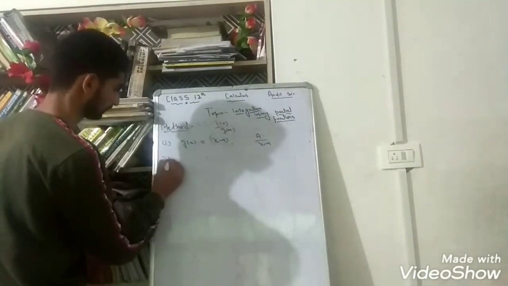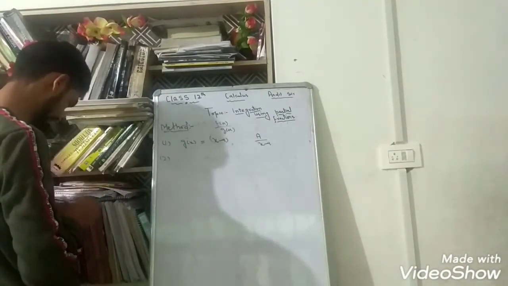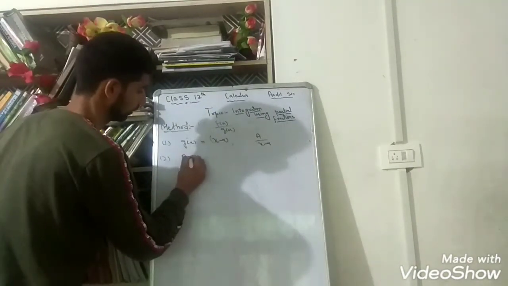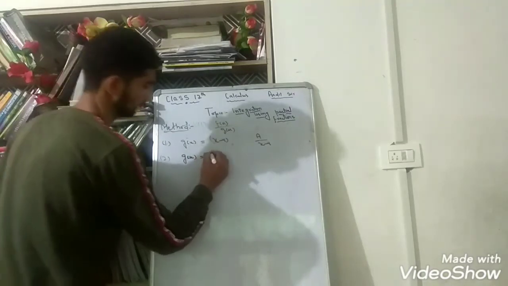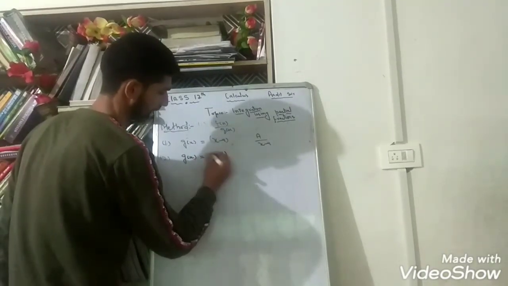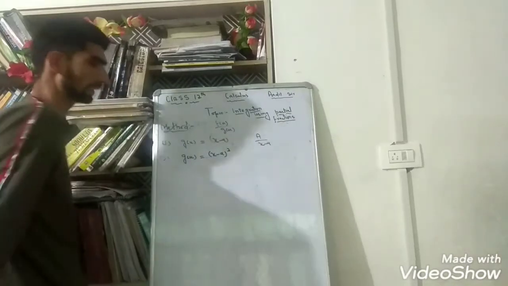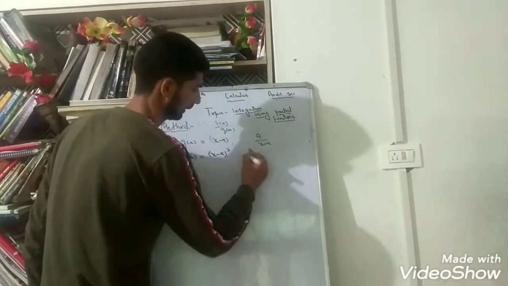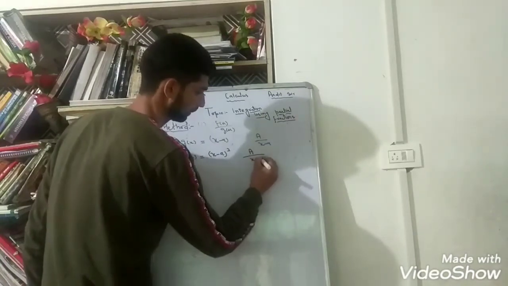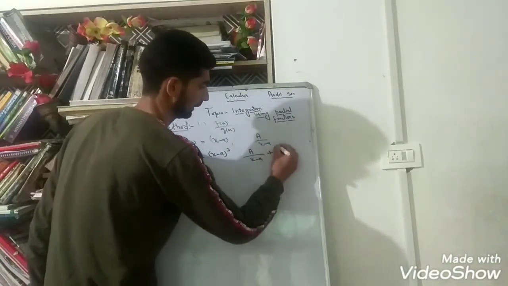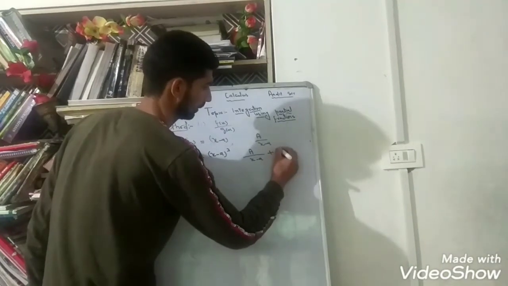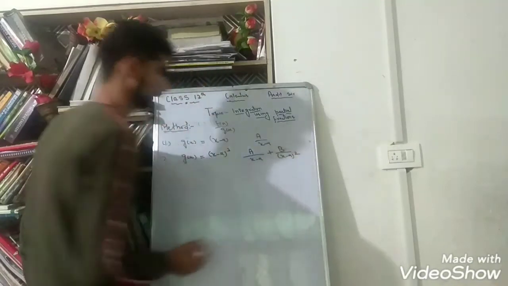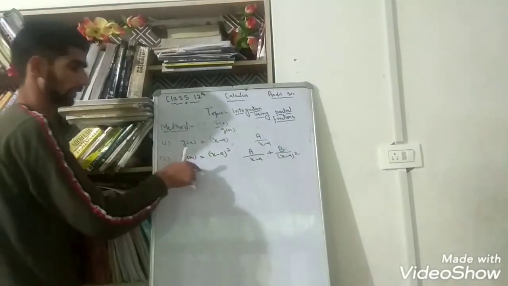Second one, beta, if you have g of x, this denominator, equal to x minus a whole square, at that time, beta, you have to make its resolution as A divided by x minus a plus B divided by x minus a whole square. This is the resolution when our denominator is this.